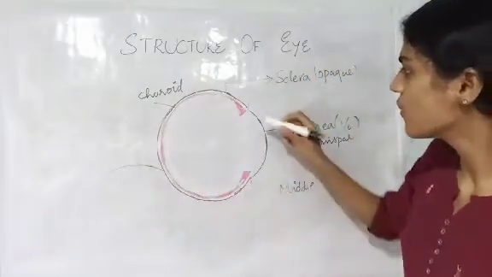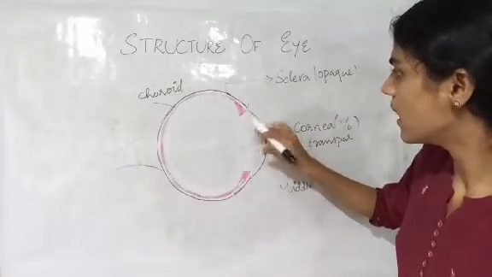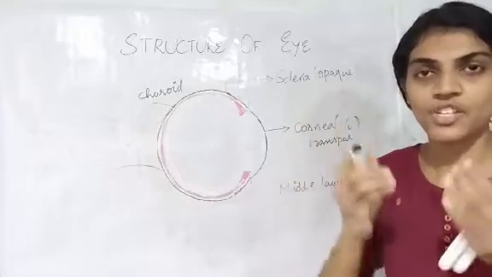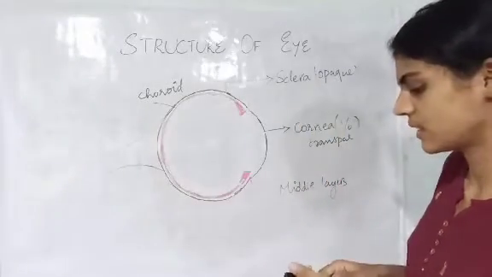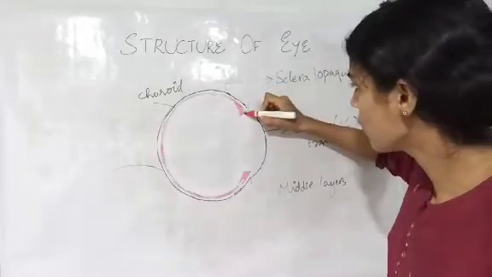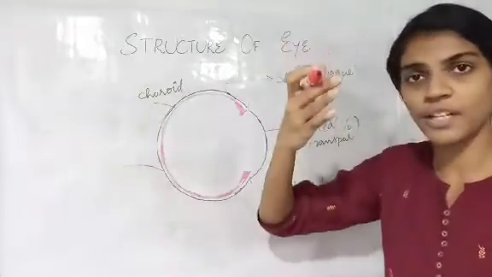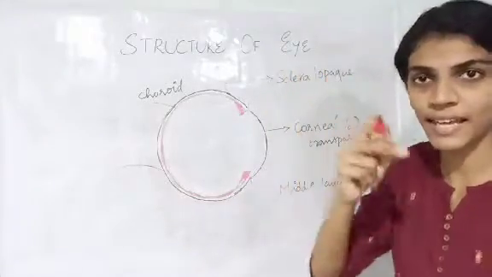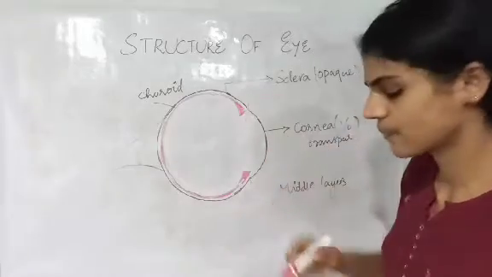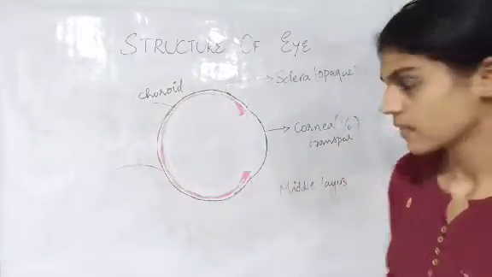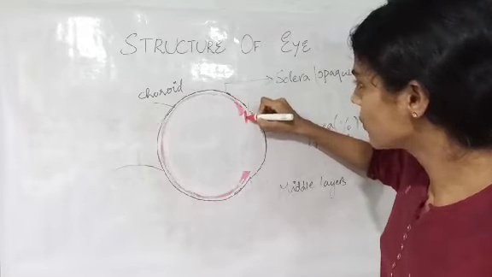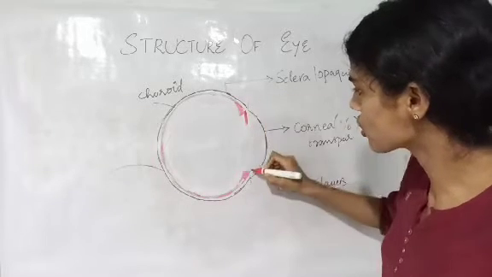Okay, so from the choroid a structure is arising. From this choroid you can see one circular layer, if you are taking the frontal view. Okay, it is known as the diaphragm or the iris. If you are taking a lateral view, you can see this as a finger-like projection.